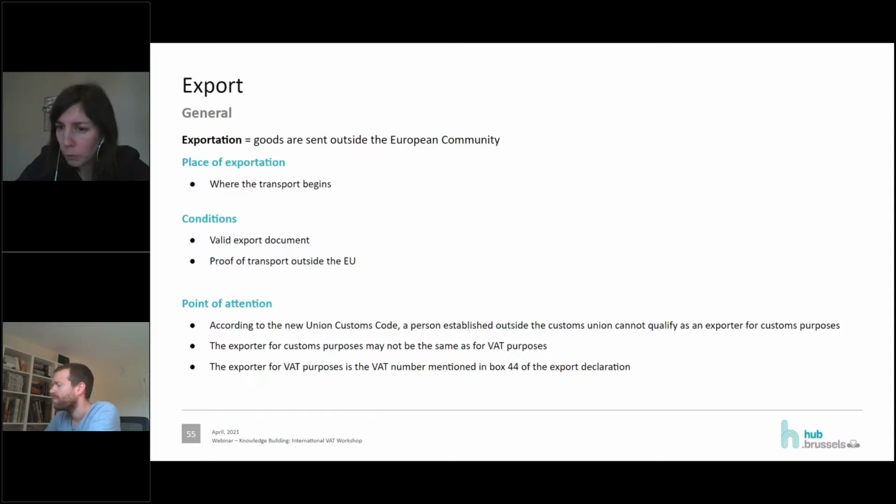Of course, you need to provide some documentary proof, so you need to fill in a customs declaration. You need to have valid export documents and a proof of transport that the goods left Belgium to go outside the European Union. The most important point of attention is that the exporter for VAT purposes is the one whose VAT number is mentioned in box 44 of the export declaration. That is, I think, the main thing that you need to take from these slides.